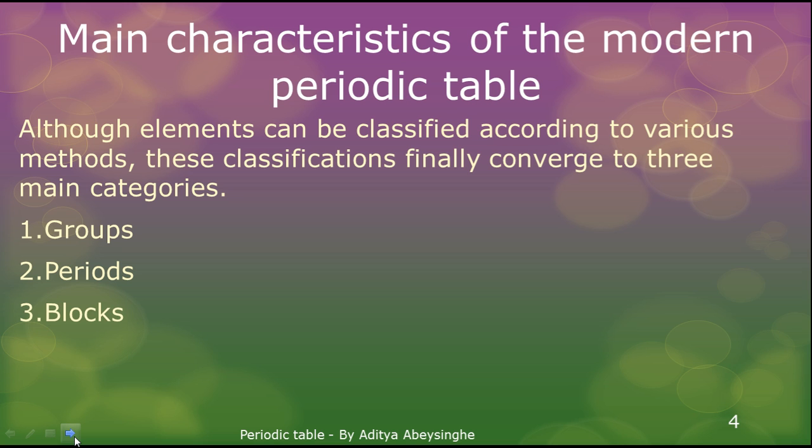Although elements can be classified according to various methods, these classifications finally converge to 3 main categories. Those are the groups, periods, and the blocks. So what is a group? If you take the periodic table picture again, which I explained here, you can see that, as I mentioned, there are vertical lines like this. We call those vertical lines groups or families.